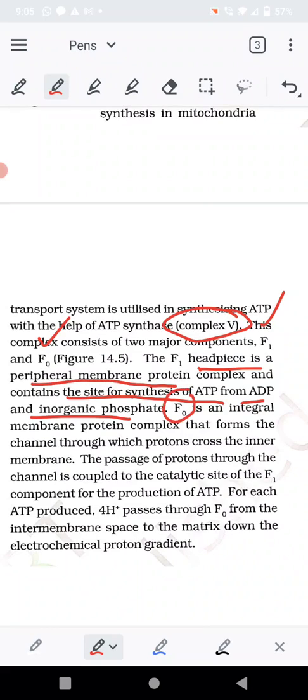If I talk about F0, it is an integral membrane protein complex, and it is a channel through which protons cross the inner membrane. The passage of the protons through the channel is coupled to the catalytic site of the F1 component for the formation of the ATP. For each ATP molecule which is produced, 4 H+, that is 4 protons, are passed through F1 F0 from the intermembrane space to the matrix, down the electrochemical proton gradient.